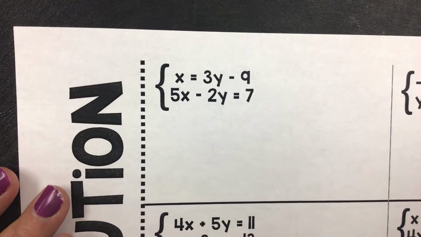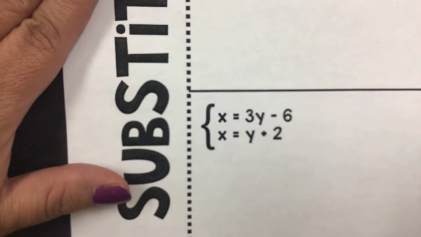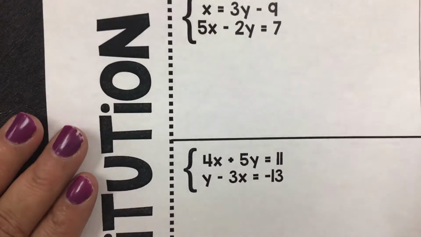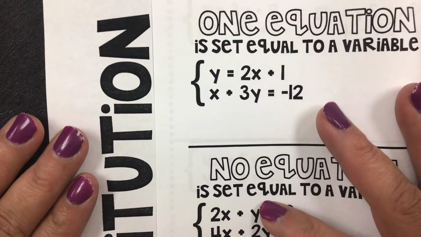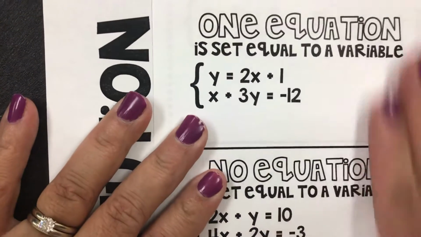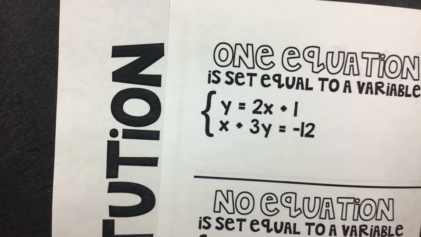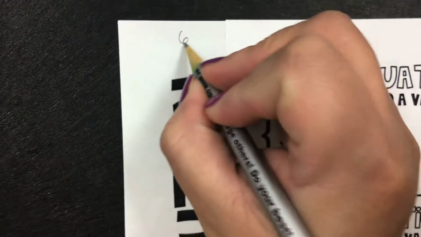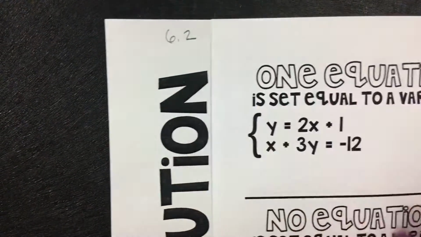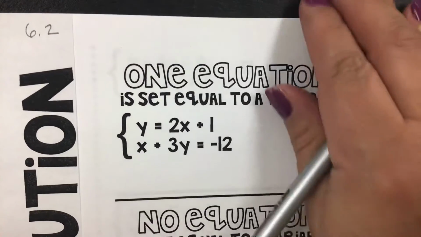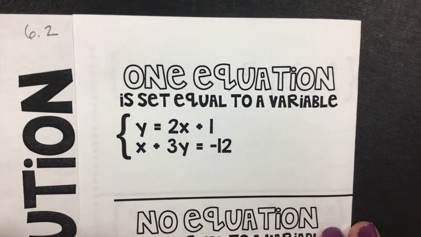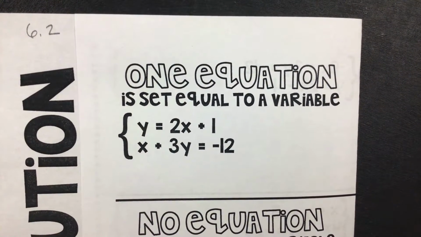This is the foldable for section 6.2, substitution. We're going to start with the foldable facing this way, and we're going to fold it towards the words. We have some possible scenarios. Again, this was section 6.2, substitution, and we got some possible scenarios. What we're looking at here is when we have two equations that are going to intersect. If they intersect, then we have a solution.